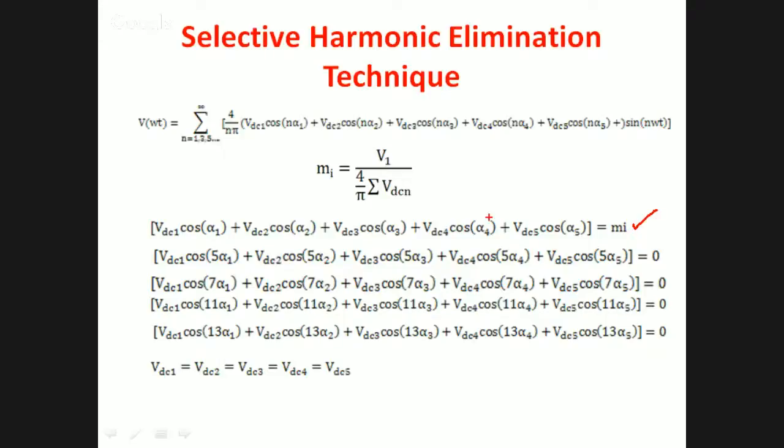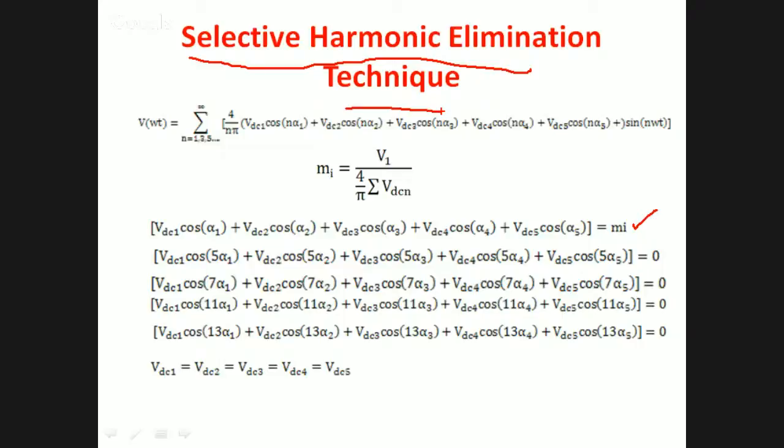Which are the harmonics I want to eliminate? This method is called selective harmonic elimination. I am selecting which harmonics I want to eliminate and I am eliminating them. Can you understand? That's why the name itself is selective harmonic elimination technique. So here I have not taken my third harmonics, or my ninth harmonics. What is the reason?